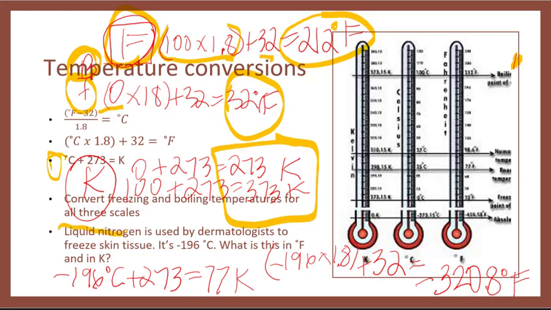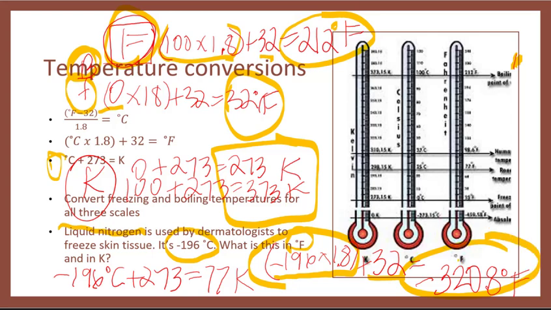Now let's look at the liquid nitrogen example. Negative 196 degrees Celsius is the temperature of liquid nitrogen. And so to find that in degrees Fahrenheit, I took negative 196 times 1.8, added 32, and I got negative 320.8. And to find it in Kelvin, I took my degrees Celsius and added 273 to get 77 Kelvin.